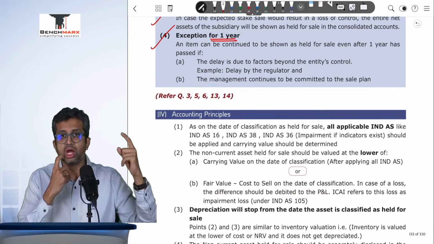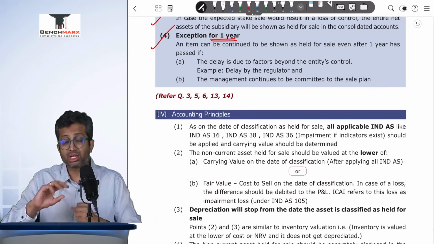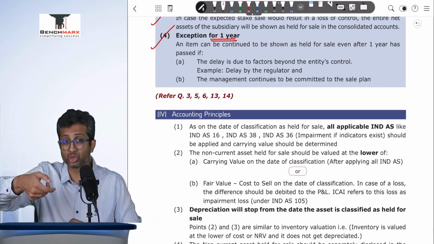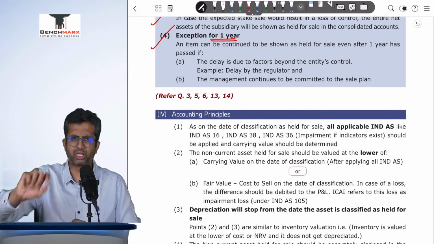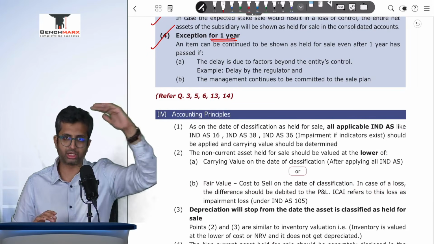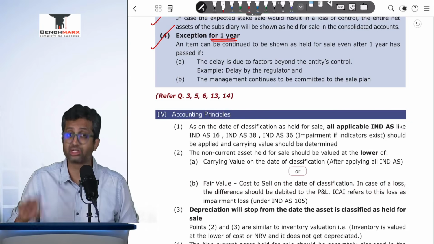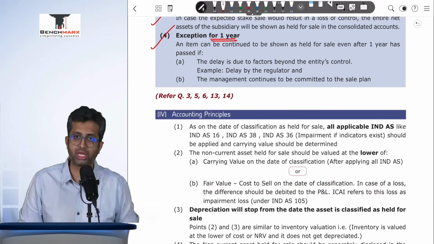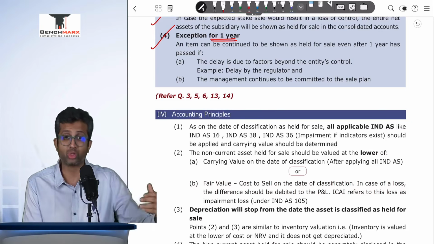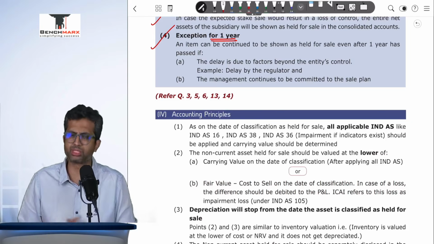First of all, on the date when they get classified as held for sale, they will be classified as a non-current asset held for sale. So they will be removed from PP, intangibles, wherever they were shown, and they will be shown as a separate line item in the balance sheet, like non-current assets, then current assets, and then a separate line item for non-current assets held for sale. You'll show them separately so that the reader knows that these were earlier held for use, but now they're held for sale.